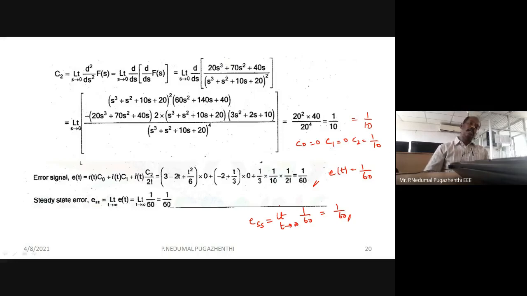Final steady state value. This is one method. One method in the sense what I have done, I have found what is R of t, R dot of t, R double dot of t. Then found what is C naught, what is C1, what is C2 and all. Then I have substituted all these things, then found it. Another method is there. You can use your E of S method. What is this? E of S is equal to R of S divided by 1 plus G of S H of S.